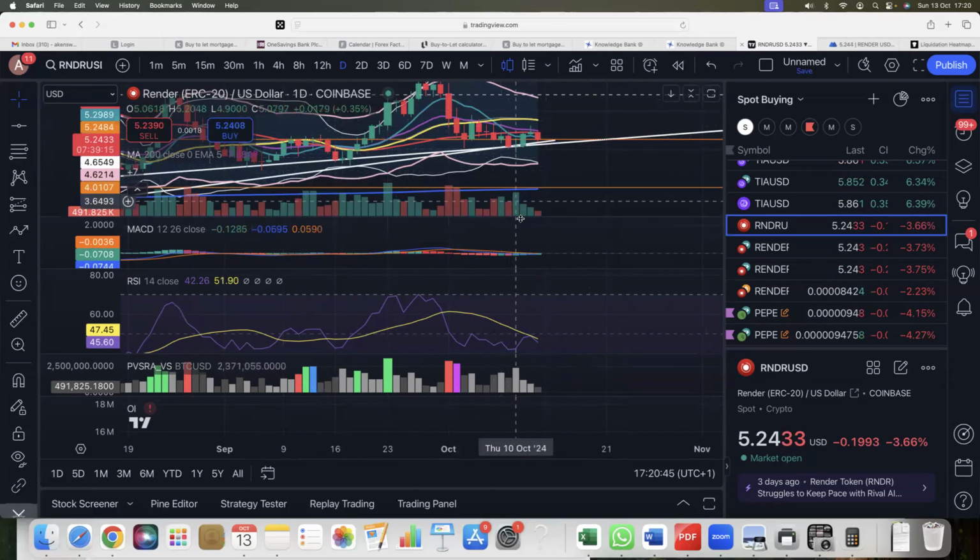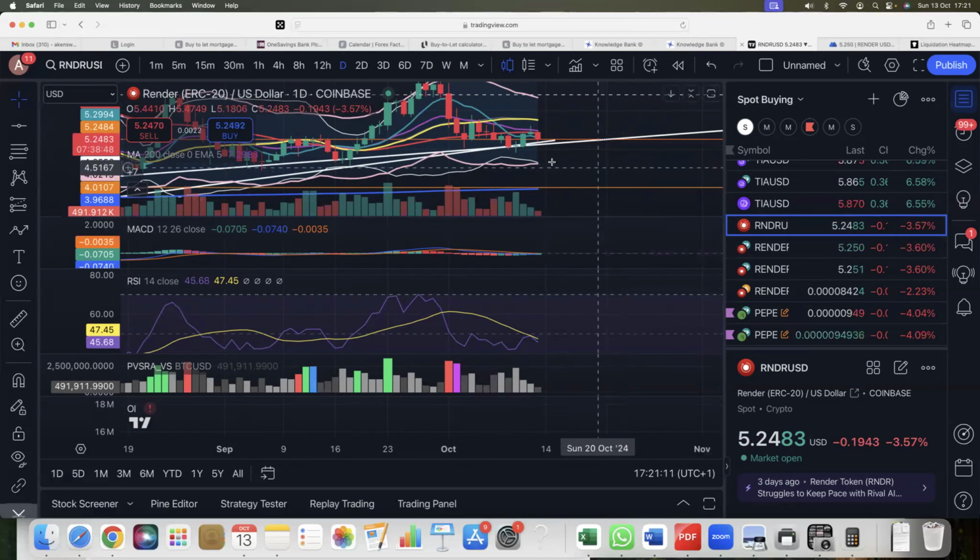So that's render. And you can see that the volume is always a telltale sign of things to come. You see the volume drying out, and then you start falling. Whenever volume is drying out, it's not good. After a big pump and big volume, if you start seeing price go up but the volume is coming down, that tells you we are more likely to reverse back down.